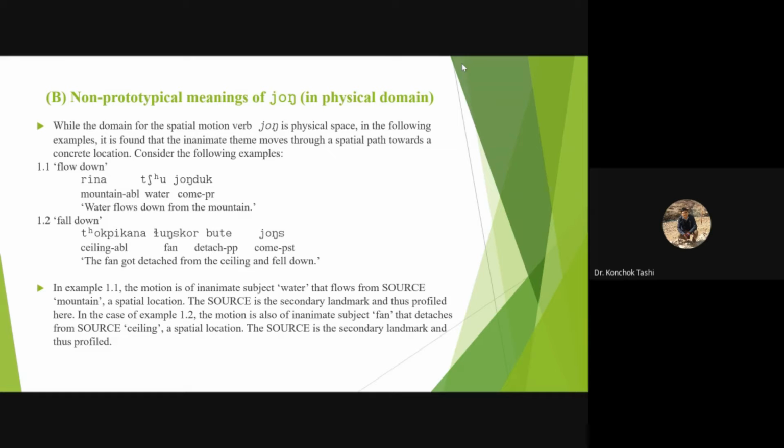The second one is to fall down. Thok pikana lunskor buteyons. The fan got detached from the ceiling and fell down. In the above examples, in the first one, the motion of the inanimate subject, water, flows from the source, the mountain, to a spatial location. The source is the secondary landmark and thus profile here. In the second example, the motion is also of an inanimate object, the fan, that detaches from the source, the ceiling, to a spatial location. The source is the secondary landmark and thus profile here.